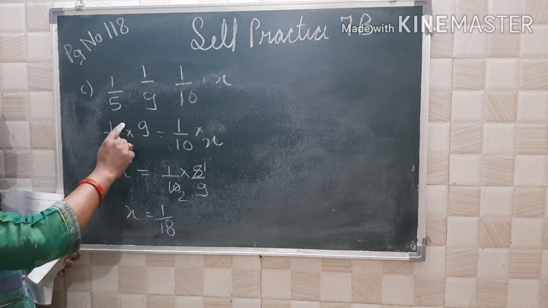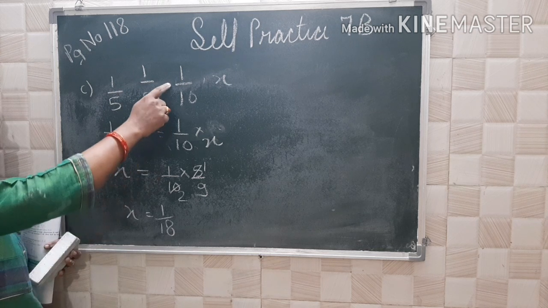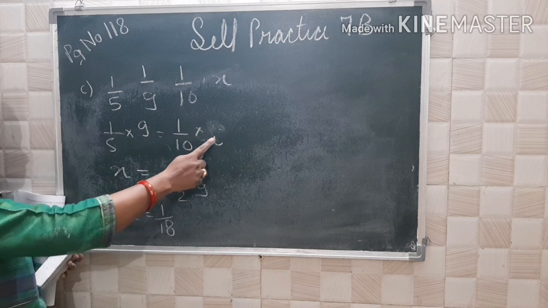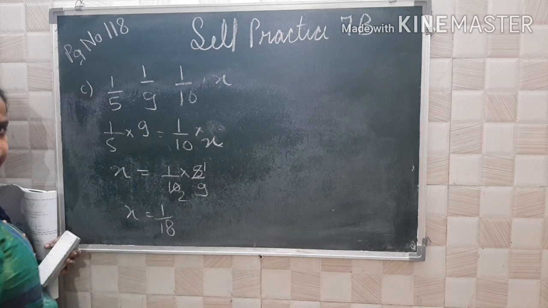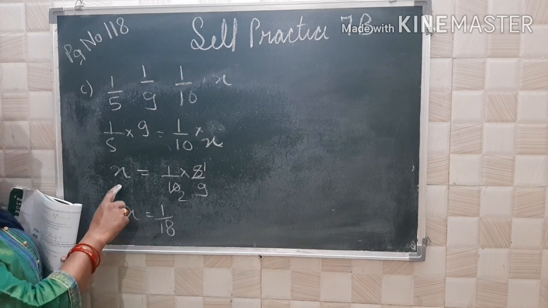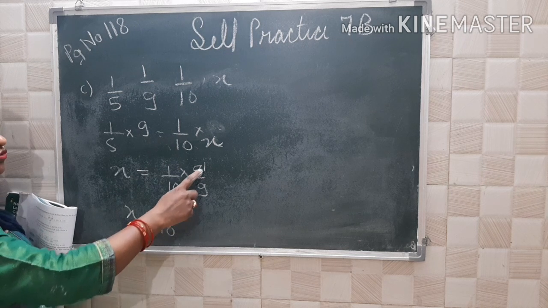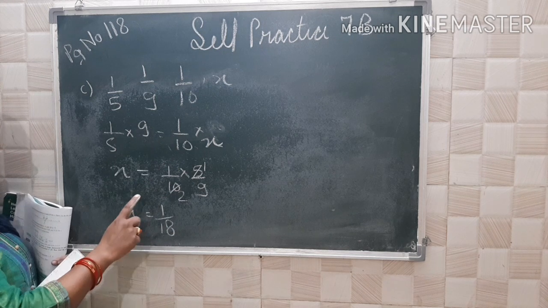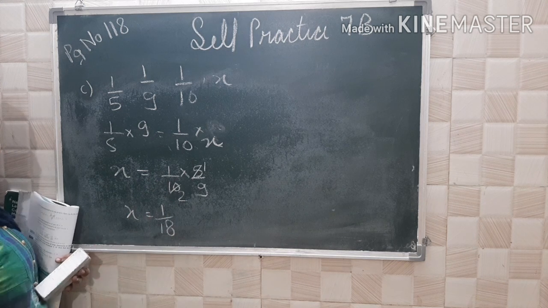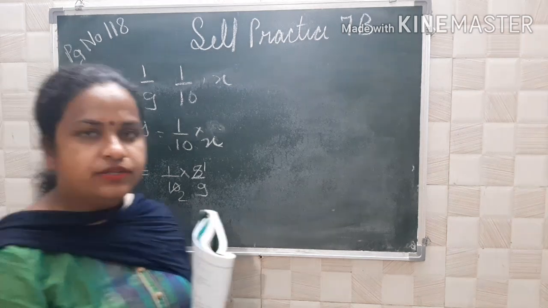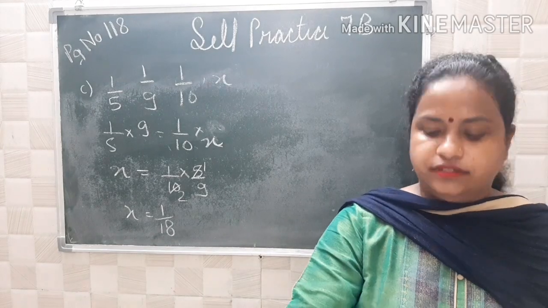See here once more. 1 upon 5 into this reciprocal, it will become 9, is equal to 1 upon 10 into x. This x will come down because I have taken it as x, not 1 by x. So x is equal to 1 upon 10 into 5 by 9. This will become reciprocal. So x is equal to 5 1s are 5 and 9 2s are 18. 1 upon 18. Is it clear to you all? Any confusion till here? Okay.